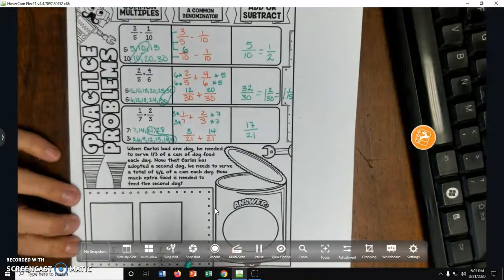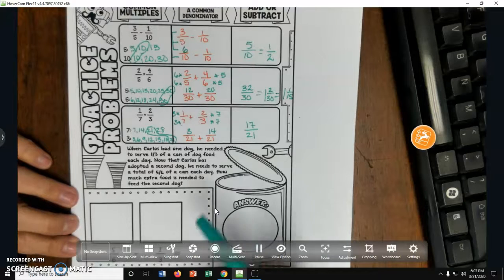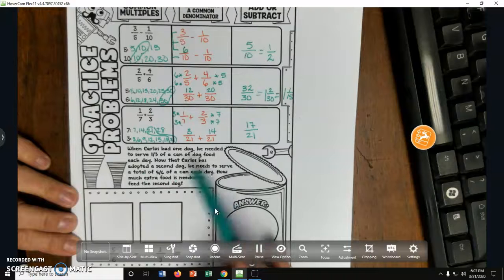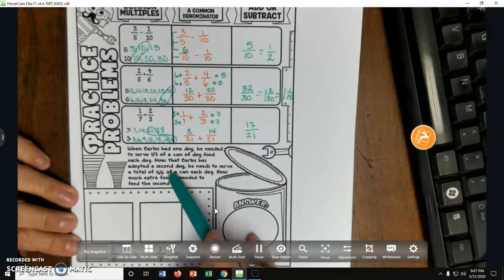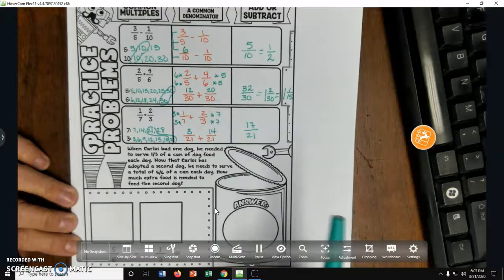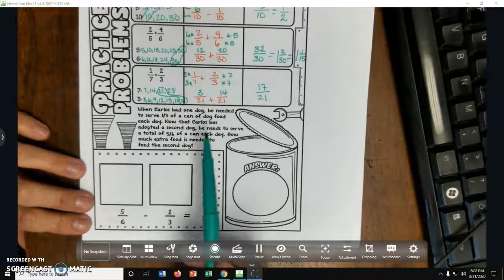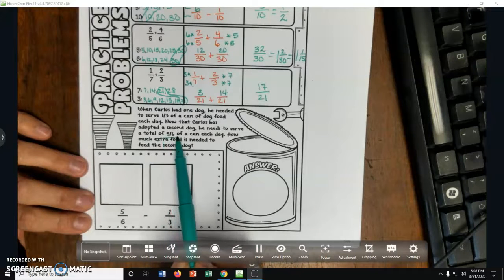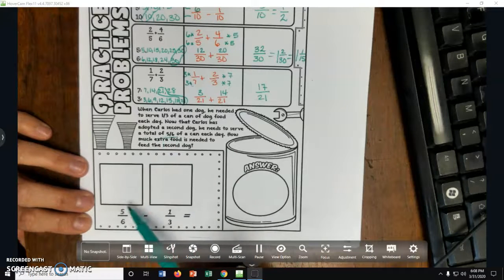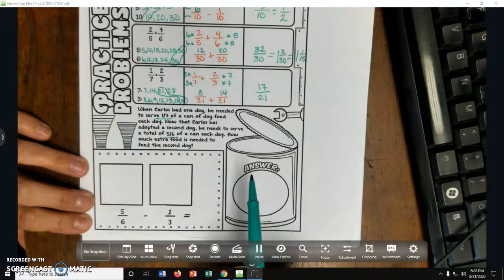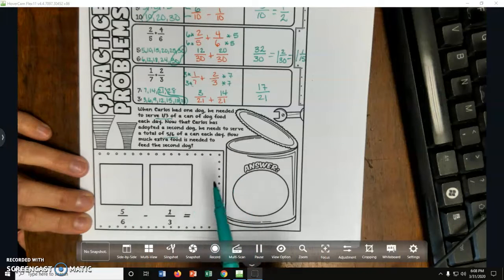Okay, down here. When Carlos had 1 dog, he needed to serve 1/3 of a can of dog food each day. Now that Carlos has adopted a second dog, he needs to serve a total of 5/6 of a can each day. How much extra food is needed to feed the second dog? All right, so we now have a total of 5/6 of a can each day. That's how much he feeds now. Before the second dog, he served 1/3 of a can. We want to know how much extra food is needed to feed the second dog.